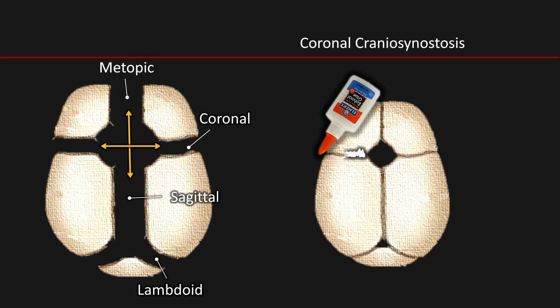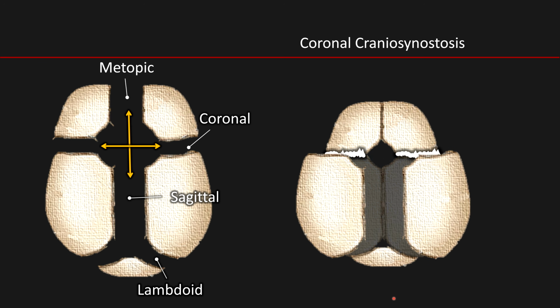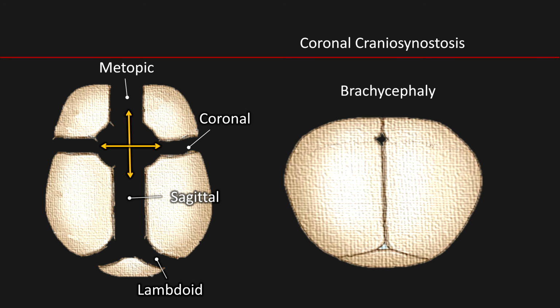So if you have, for example, the coronal suture that's prematurely fused, your calvarium does not have the ability to elongate in the AP direction. So the head has no choice but to expand in the transverse fashion. So you have the classic brachycephaly for bilateral coronal craniosynostosis.